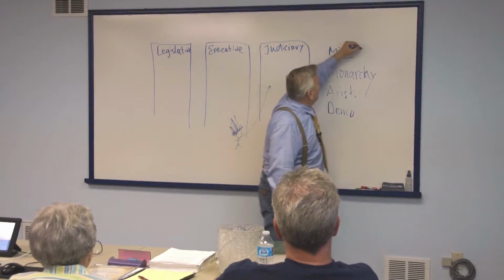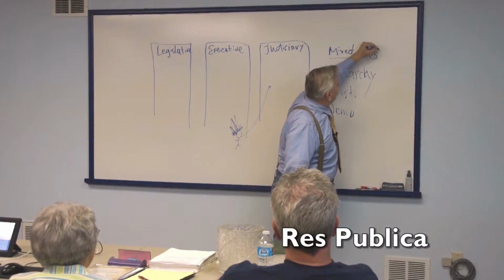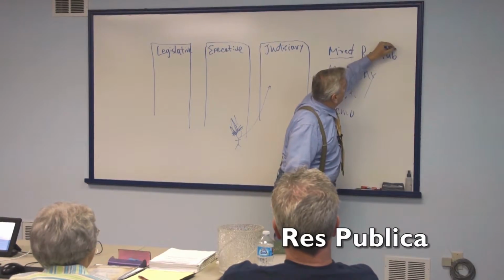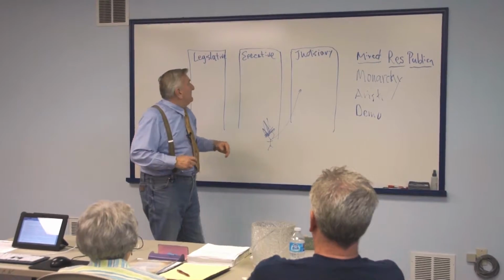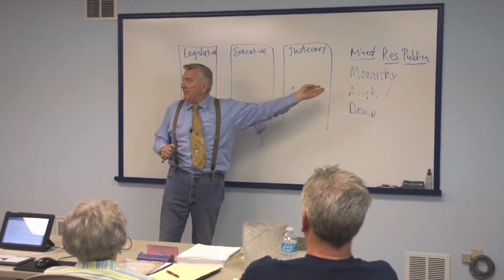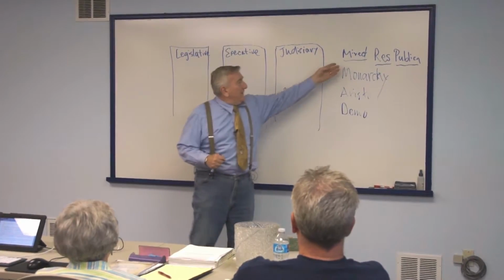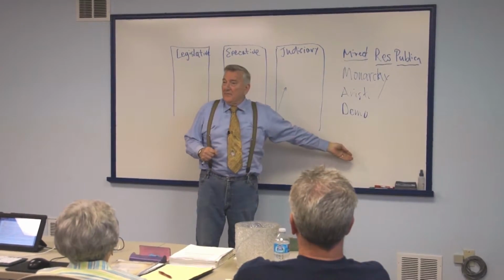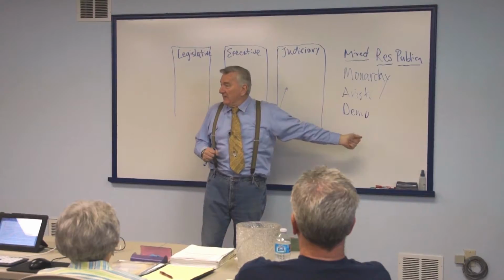And in Rome, they called it the res publica, the thing of the people. That's what we call today republic. A republic has all three of these pieces in it. Now, let's take a look at our three branches of government. It just so happens we have three branches of government, and we have three forms of government available.